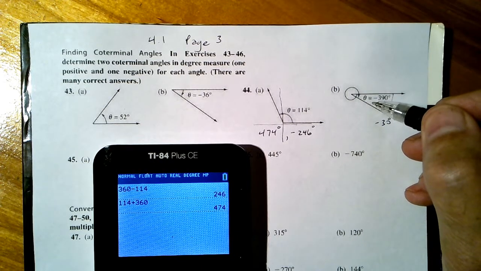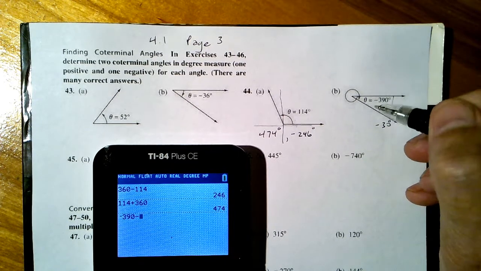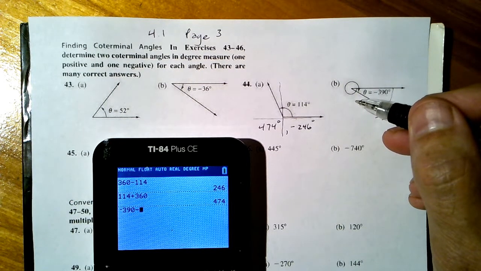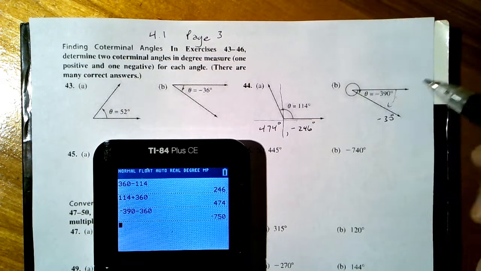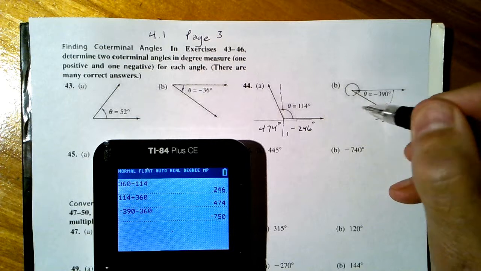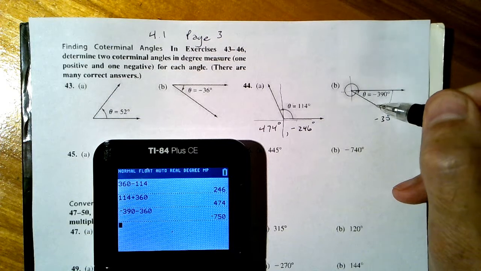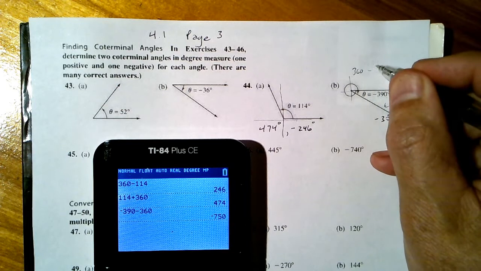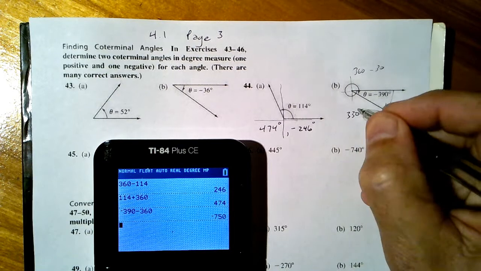Now, many correct answers. You could say, well, let's go negative 390 and then go around another 360, and negative 750 is okay, but I'm going to claim negative 30 might be a better answer for us. And now we need a positive angle measure that gets us around to here. That is 30 degrees short of 360, so that's 330 degrees.